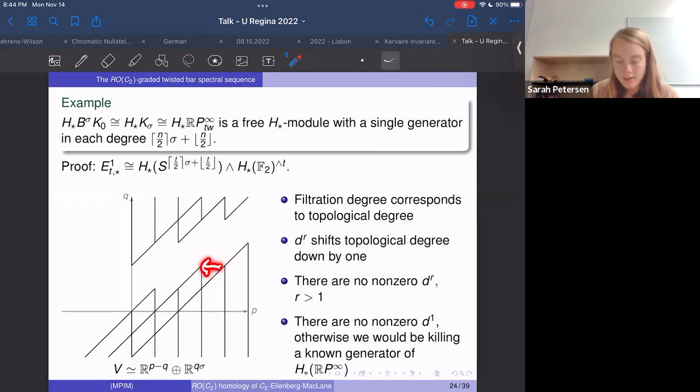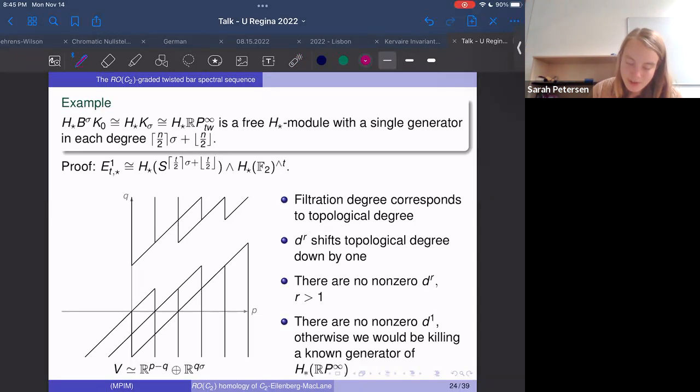in which case it would hit this entire cone. But if it hit this double cone, it would get rid of all of the homology in a given topological degree. And we know the homology of RP infinity has a generator in every degree. And equivariant homology always restricts down to the non-equivariant answer on the underlying level. So we would contradict a known computation if we had a d1 differential, so there can be no non-zero d1 differentials. So this gives the homology of twisted RP infinity.